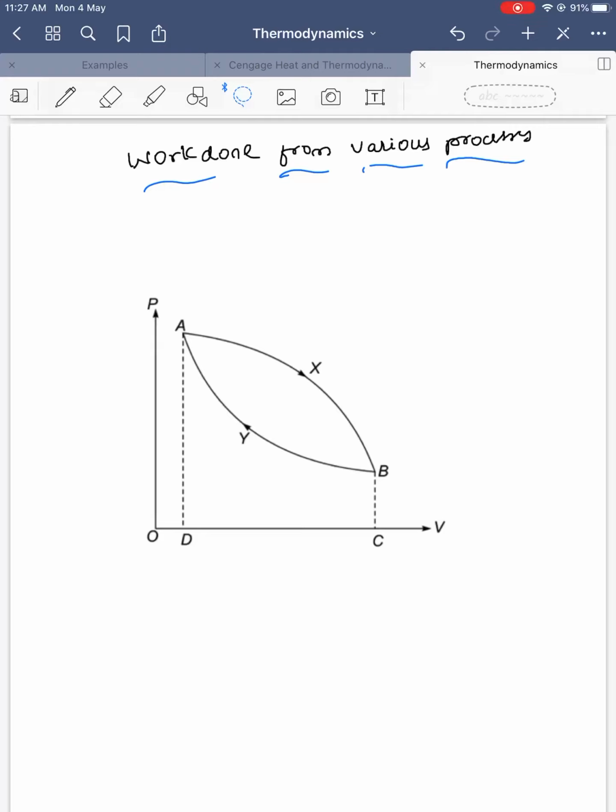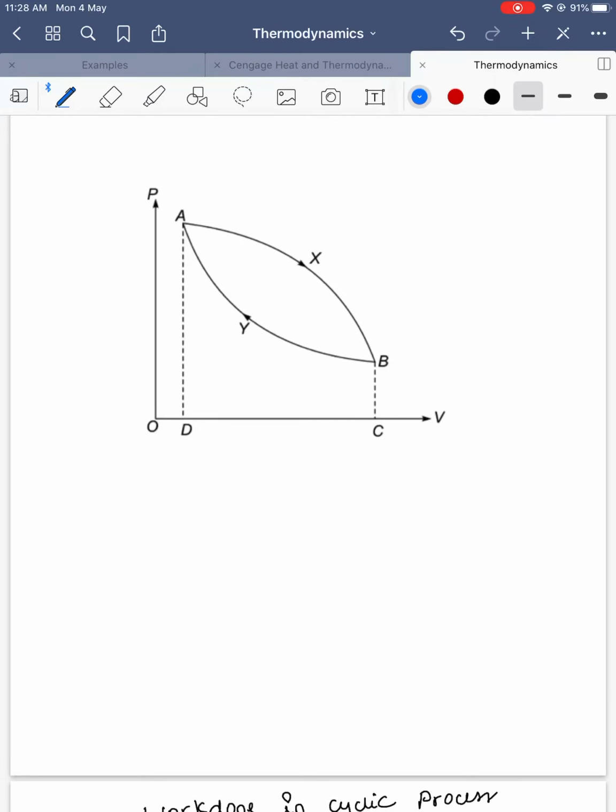Hi students, in this class we are going to see work done from various processes. In this pressure versus volume graph, the system goes through two processes, one is X, another one is Y. From A, volume V1, and here is volume D and volume C, VC and VD. VC is greater than VD, and volume is increasing through the X process.